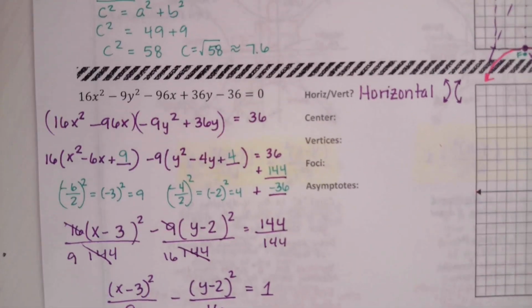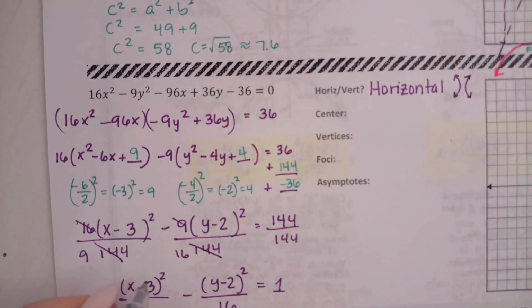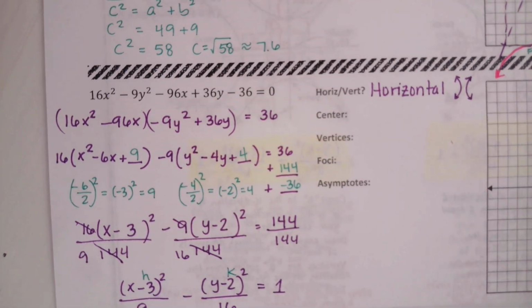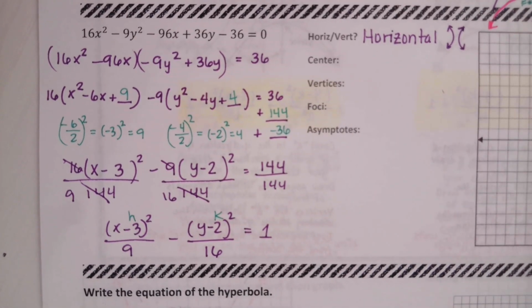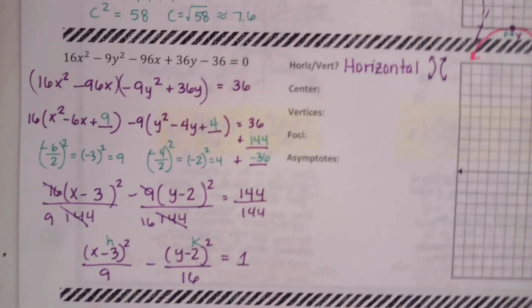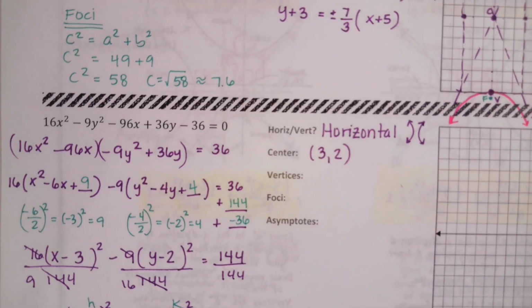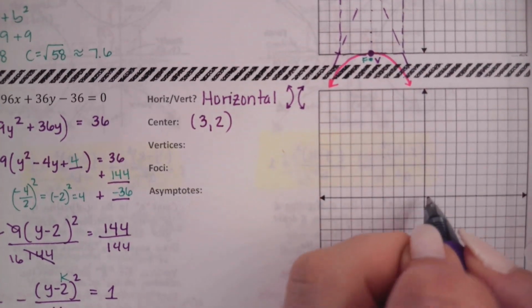My HK center, remember H is always paired with the X, K is paired with the Y. So my HK center will be at 3, 2. Okay, I'm going to go over to the right and plot that center at 3, 2. Bless you.